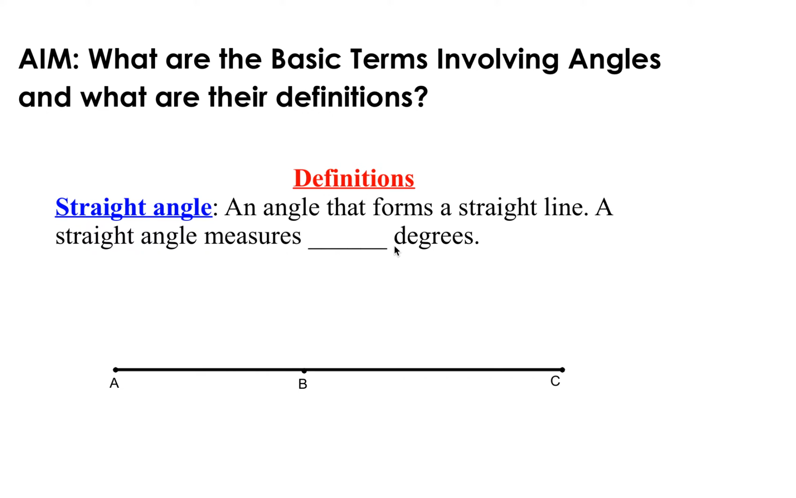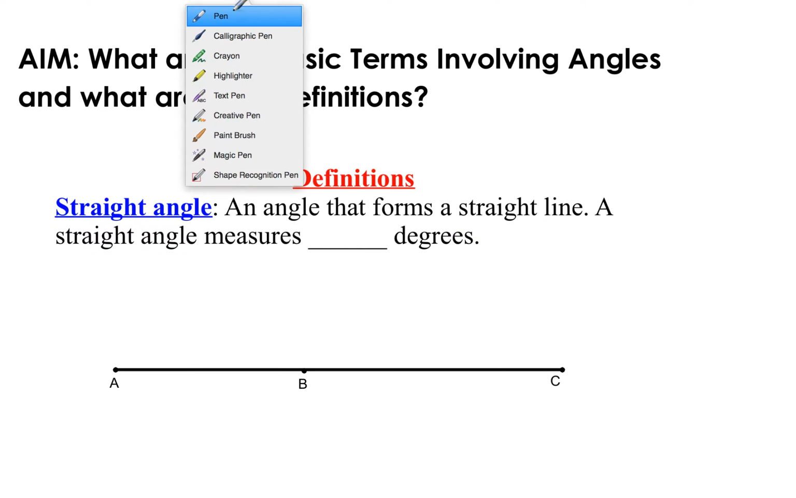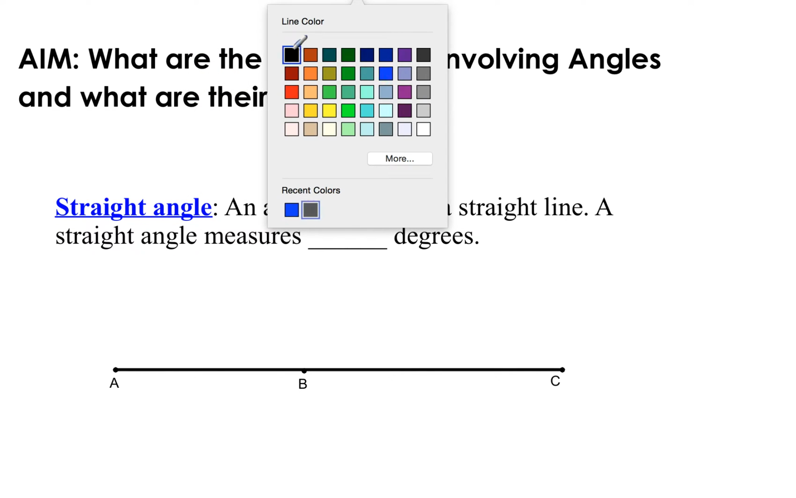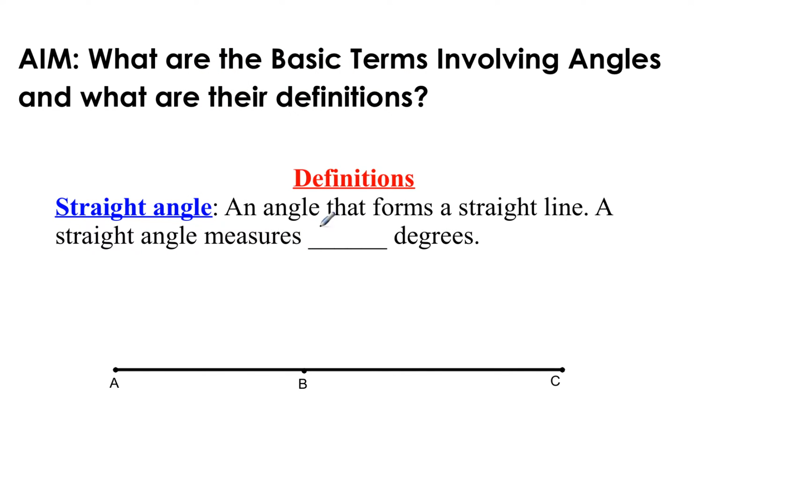Okay, today's aim is: what are the basic terms involving angles and what are their definitions? So the first angle term we're going to learn is the straight angle. A straight angle is an angle that forms a straight line. And a straight angle has a measure of, as you might have guessed, 180 degrees. So a straight angle is an angle whose measure is 180 degrees.